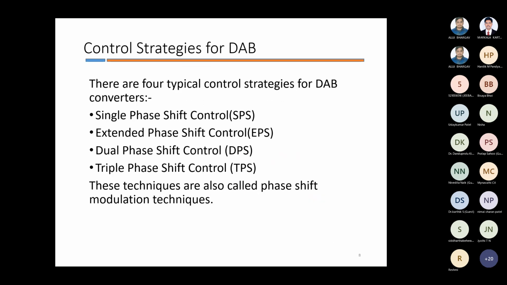And what are the different control strategies of dual active bridge? There are four types of control for dual active bridge. One is single phase shift control, extended phase shift control, dual phase shift control, and triple phase shift control. But basically, the SPS control is the most commonly utilized because it is simpler compared to the others. The remaining dual phase shift and triple phase shift controls are a little bit more complicated and difficult to implement.